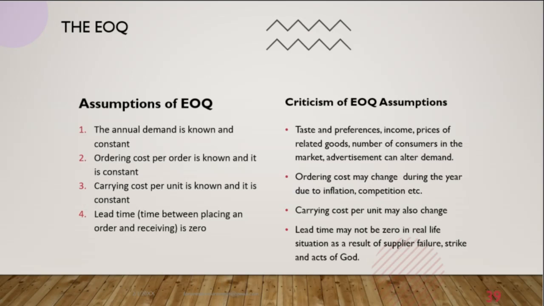There could be war like it is in Ukraine. We hear of so many millions of tons of grains that are held up in Ukraine because of war. So the companies that these grains were to be supplied to can never have them because there is no enabling environment for them to supply. So there is no time in life that lead time can be instantaneous. It's not possible. So these are the criticisms of the assumption of the EOQ.